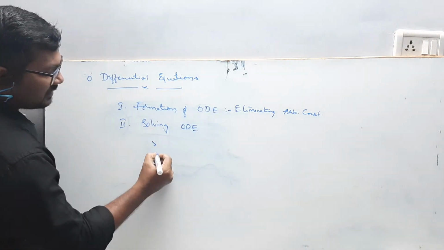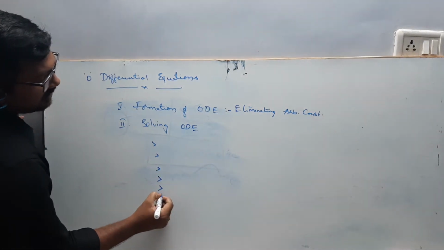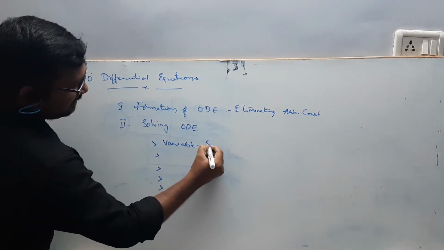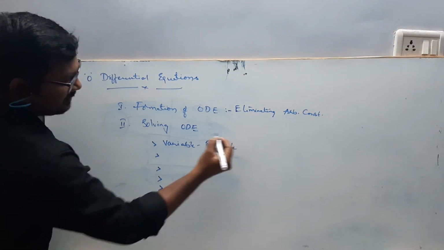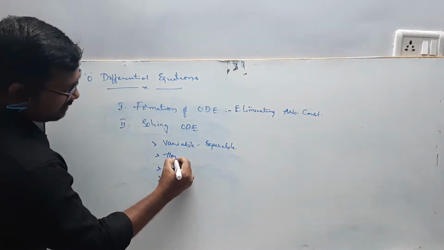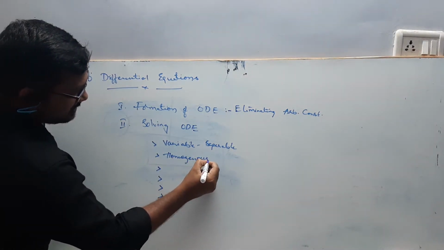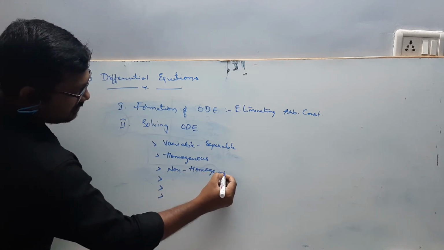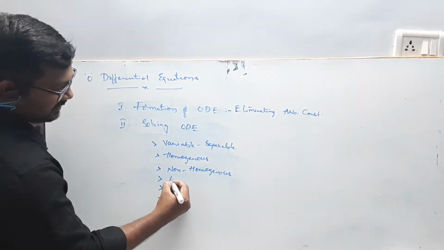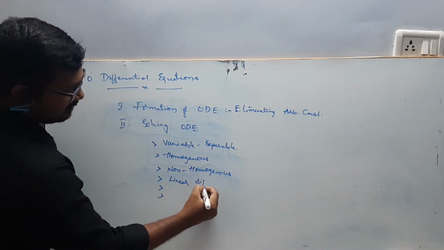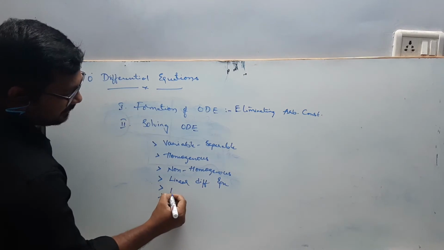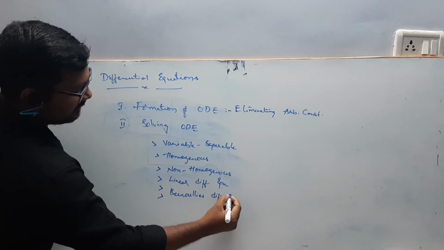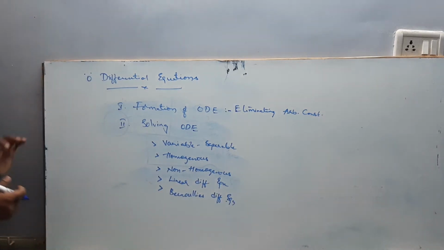So what are the different methods to solve an ordinary differential equation? The first one is called variable separable. The second one is called homogeneous. The third one is called non-homogeneous. The next one is called linear differential equation. Then Bernoulli's differential equation, like that.